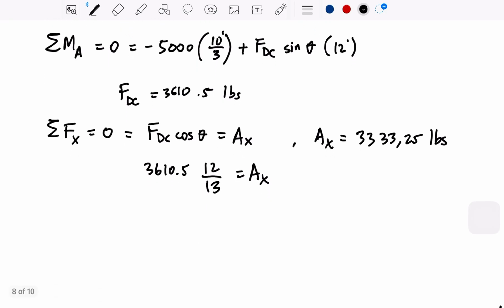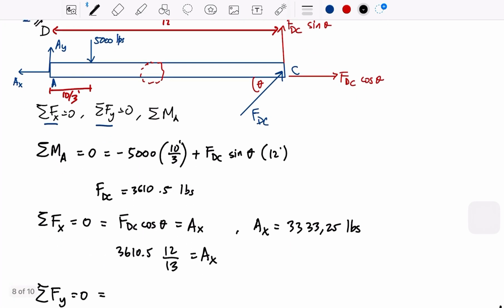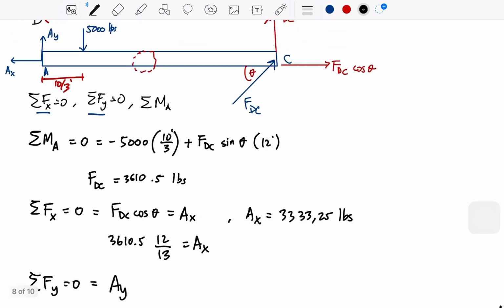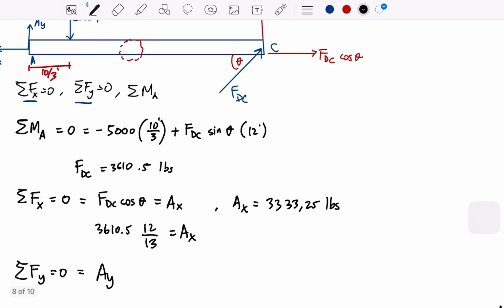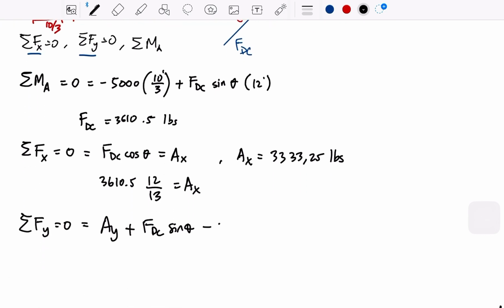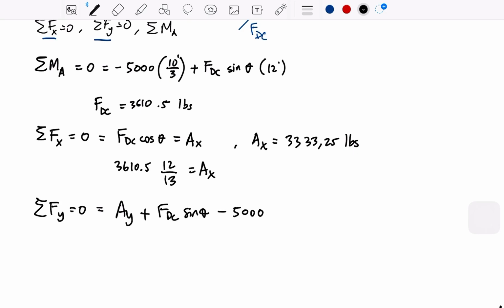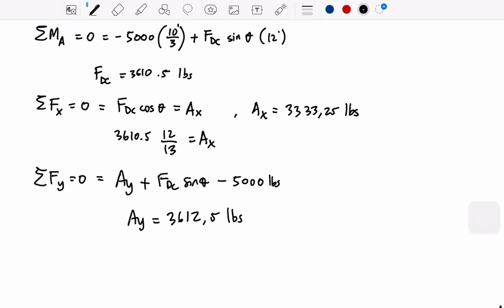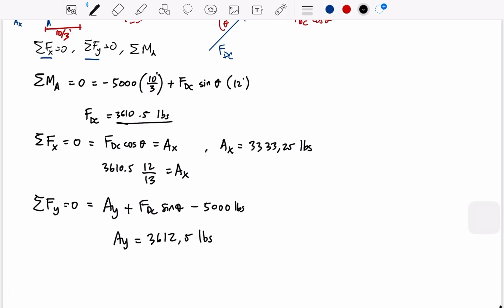And then sigma Fy: this is AY plus the FDC sine theta, and then 5,000, which is the opposite side, so negative. For AY, I will directly put the result. FDC is the same, sine theta is 5/13, so this would be 3612.5 lbs. So AY, AX, FDC, we got all together, right? So we got three results.